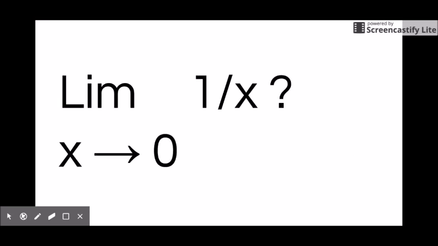Now, what's limit x tending to 0, 1 by x? In this case, I'm dividing 1 by such a small number that it's almost 0. That, I can say, is infinity. Because I can keep on subtracting that number and I'll never get something that's left out that's smaller than that.